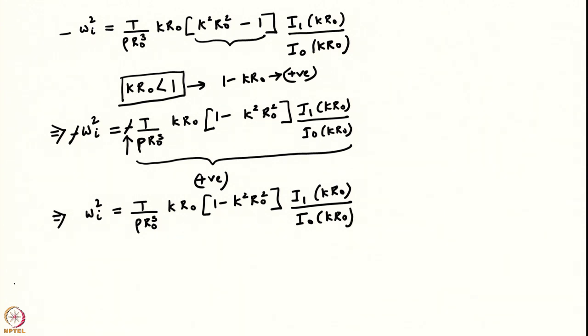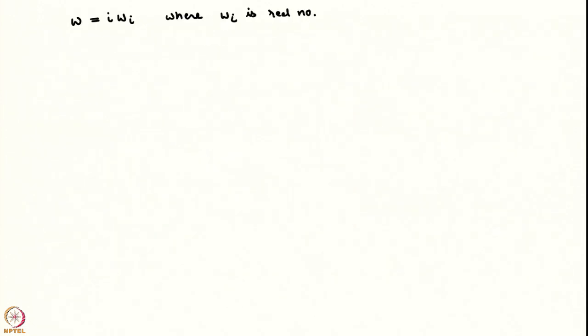So now you can see that omega I square is given by this quantity. And now if I take the square root, there will be a plus and a minus, and the minus part is going to give me instability. So it is good to plot this omega I square. So we are going to plot this omega I square as a function of k for different wave numbers. Recall that k is related to the wavelength of the perturbation that we imposed on the surface.